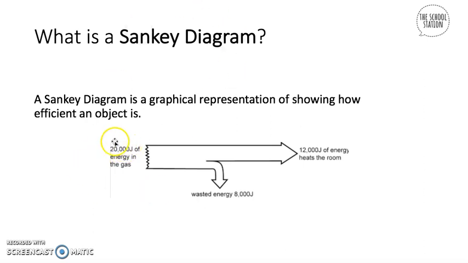So over here we have 200,000 joules of energy in the gas, and basically we're putting in this much energy, and then we have 12,000 joules of energy which heats the room, and then the wasted energy is 8,000 joules. So as you guys can see, this Sankey diagram is definitely using the law of conservation of energy, because you guys can see that 12,000 plus 8,000 is 20,000, which means that what you put in is always going to be the same as what comes out.